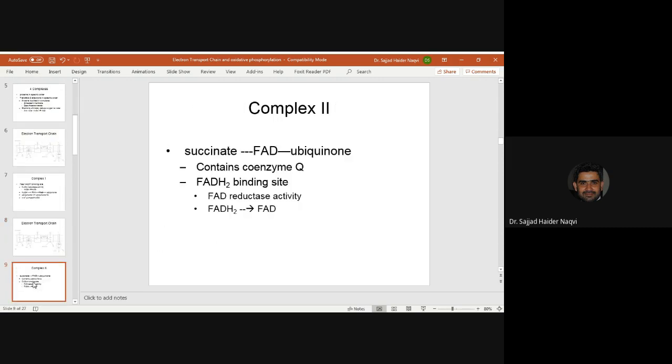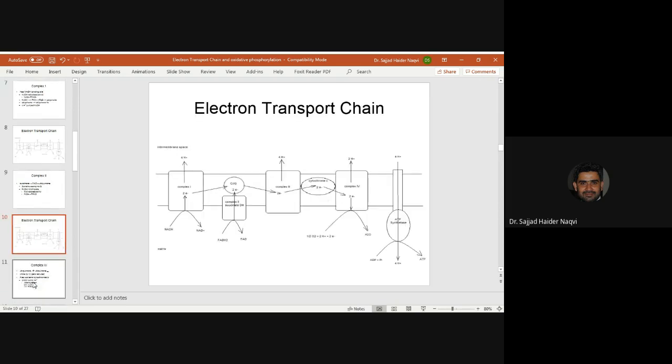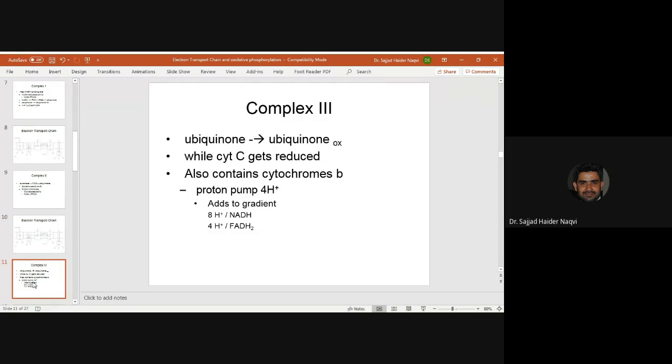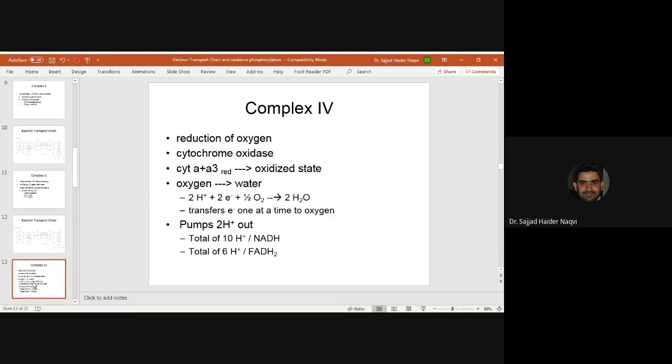Then complex 2 has a binding site for FAD and it pumps no protons at this stage. Then complex 2 will transfer electrons to complex 3, and as a result of this, 8 protons are pumped out per NADH and 4 protons are pumped out with 1 FADH. Remember, FADH has lower energy than NADH. Finally, complex 4 transfers the electrons to oxygen, and oxygen is then reduced to water. With this, we can say the electron transport chain is complete.